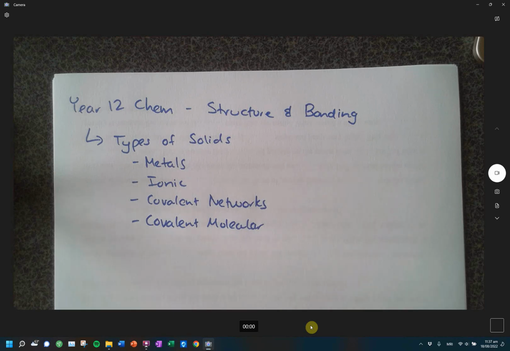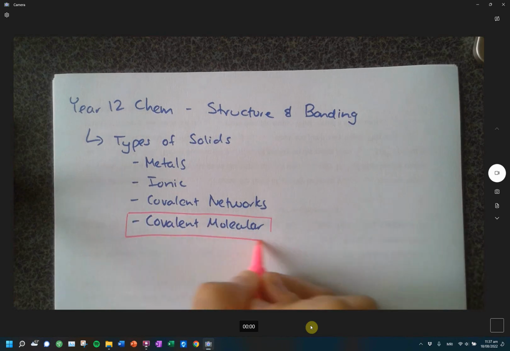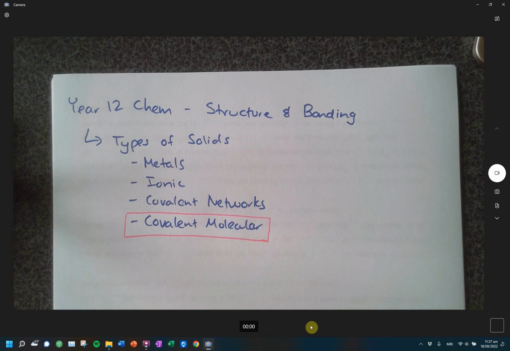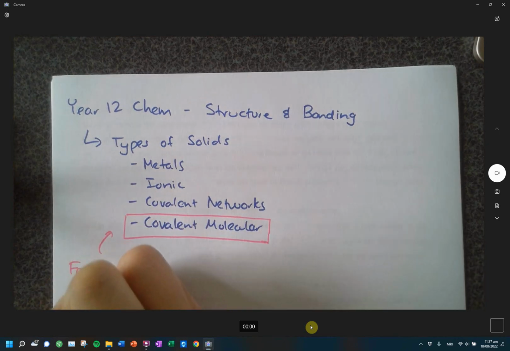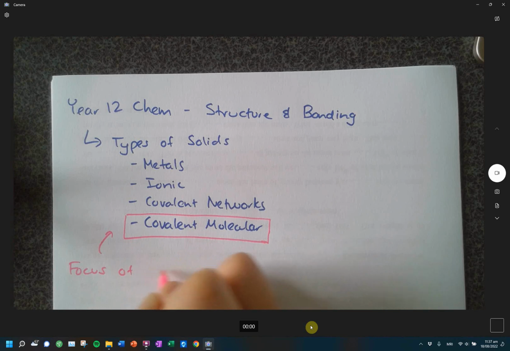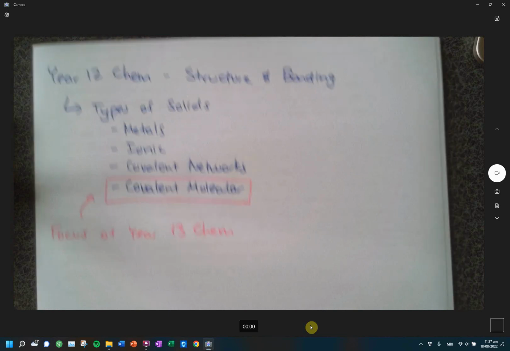All right, this year in year 13, they primarily focus on this covalent molecular component, which makes sense because that ties into Lewis structure and shapes and polarity. So that's going to be the focus of year 13, and that's, like I said, for our thermo unit.